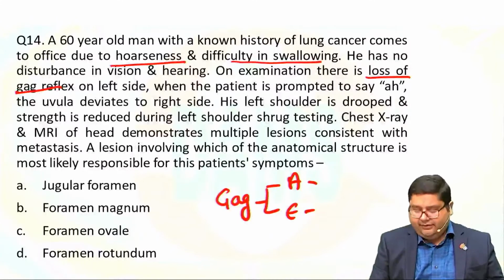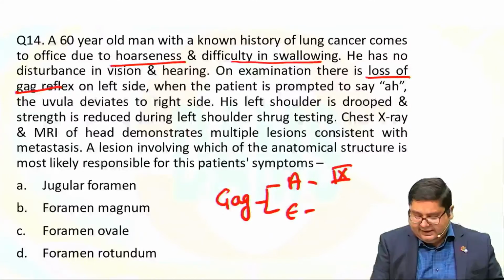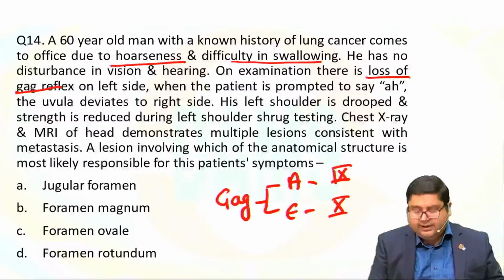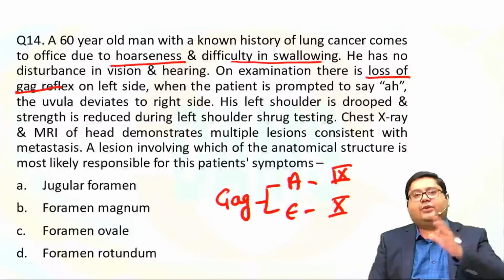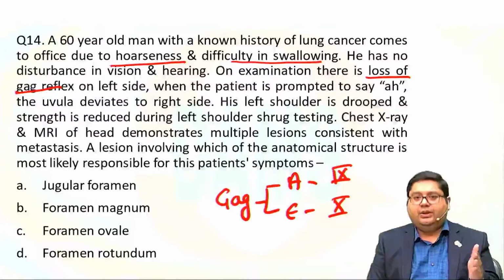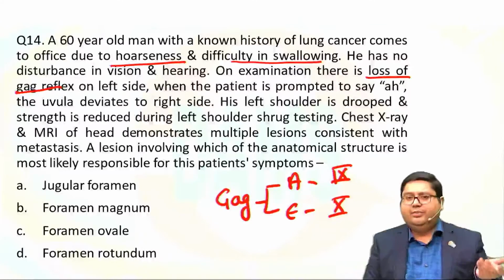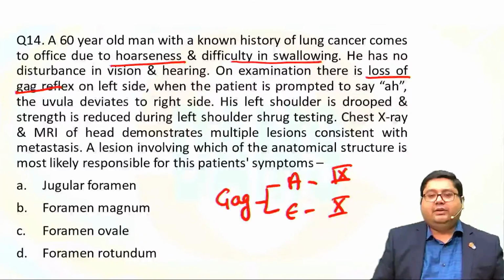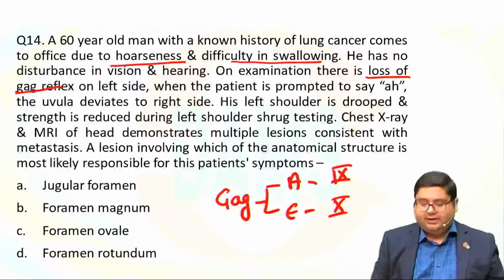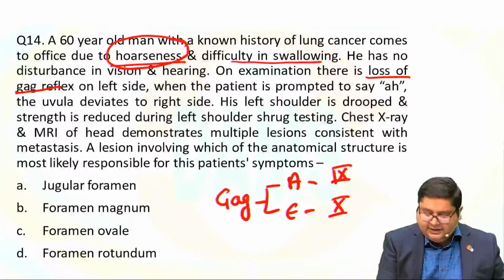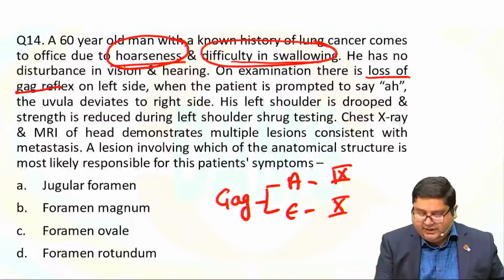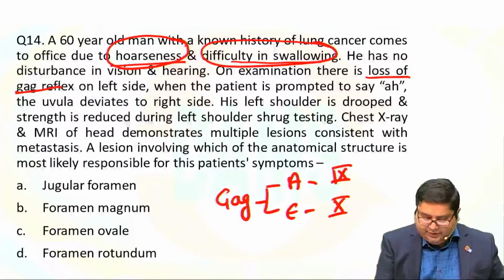Gag reflex afferent will be ninth nerve and efferent will be 10th nerve. So if in a patient there is a loss of gag, it can be either ninth gone, or 10th gone, or both gone. Are you understanding? Now in this patient, loss of gag is already given, and the hoarseness means laryngeal involvement, difficulty in swallowing, pharyngeal involvement, and also the uvula is deviated.